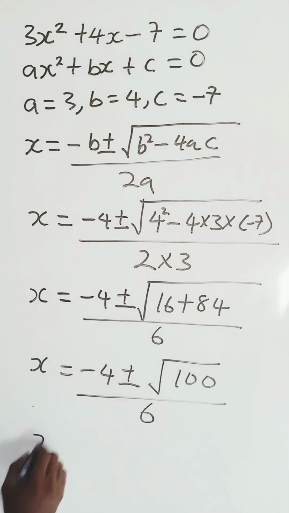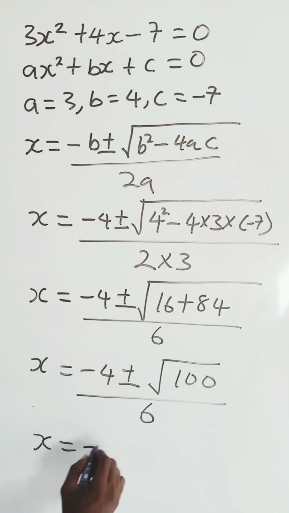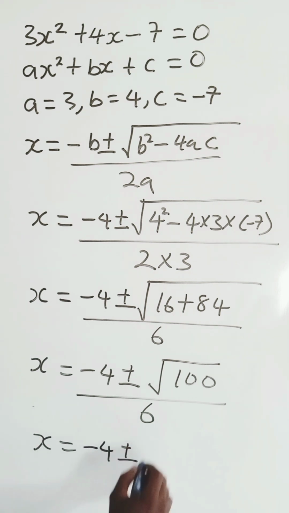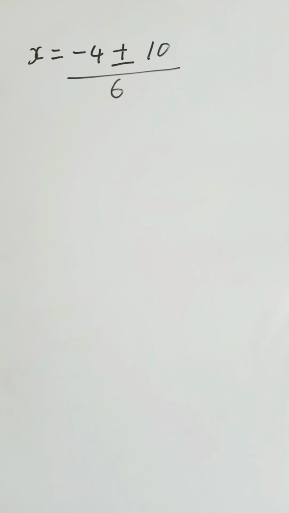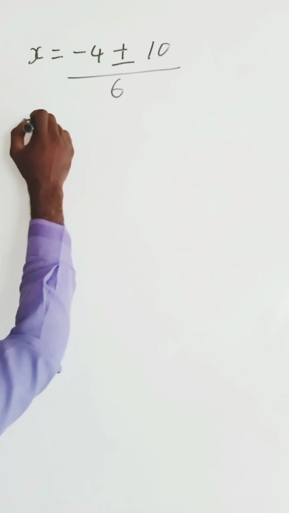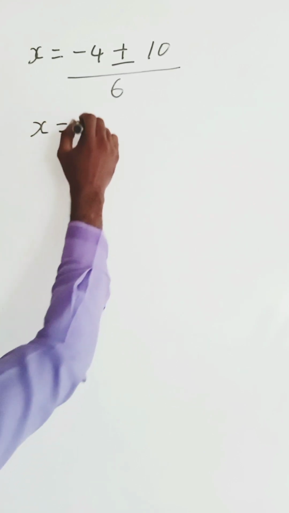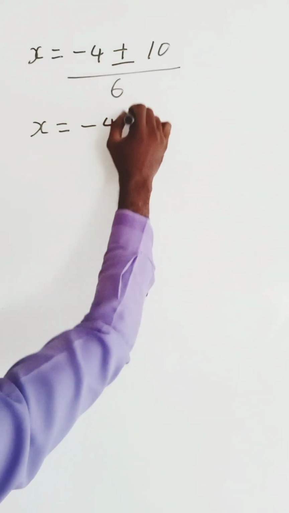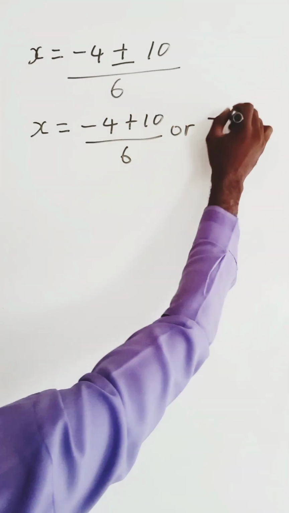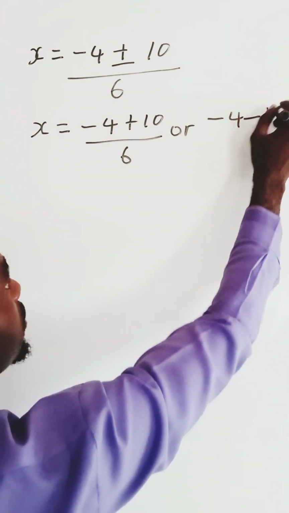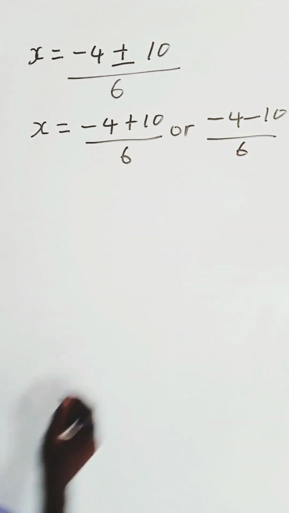So we can go further. x will now be equal to minus 4 plus or minus 10 all over 6, since the square root of 100 is 10. x will now be interpreted as minus 4, taking the first sign, plus 10 all over 6, or minus 4, then minus 10 all over 6.